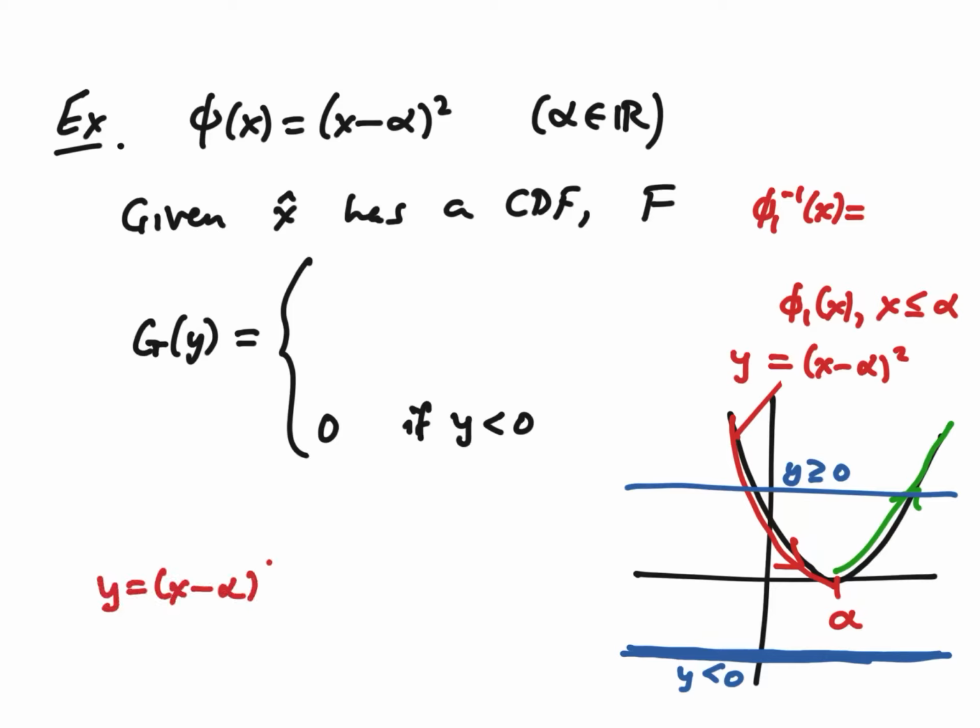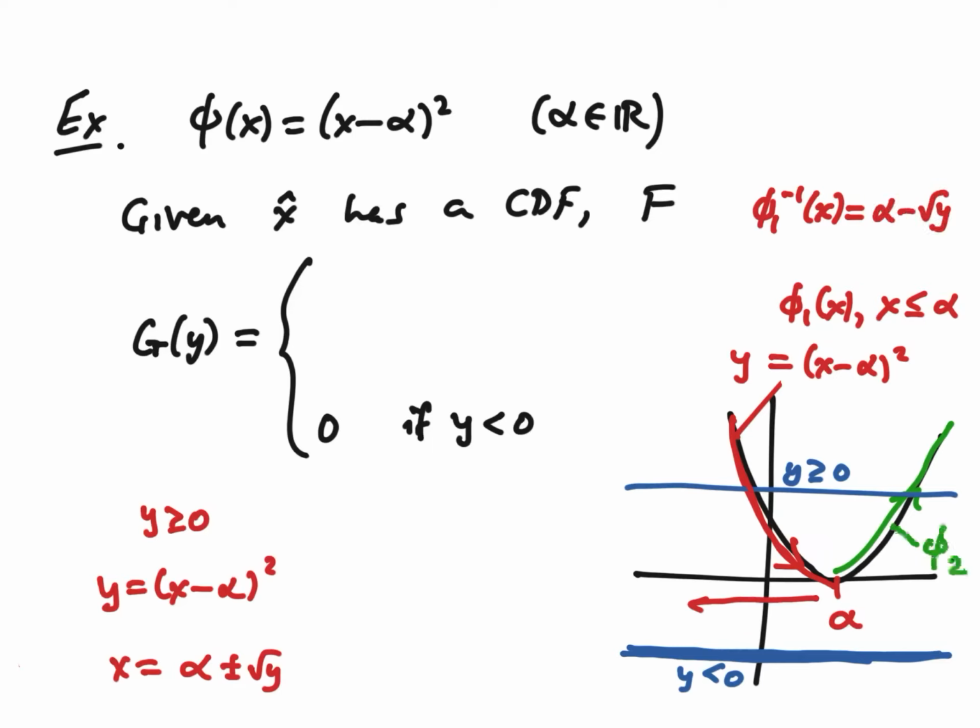Let me explain. If I have this equation here, where y is some given non-negative number, we can take square roots, but that's going to, of course, require a plus or minus. And then we move the alpha over. So x is going to be alpha plus or minus radical y. And you see that alpha plus radical y is greater than alpha, and alpha minus radical y is less than alpha. So the correct inverse for the red piece, where the domain should be less than alpha, is alpha minus root y.